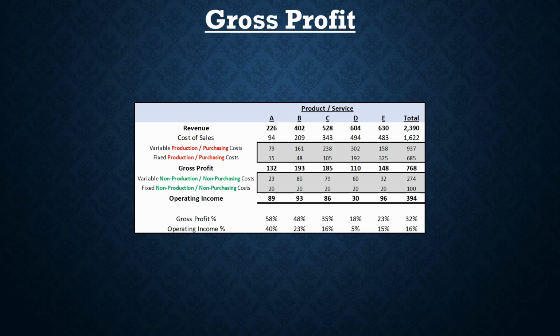We then subtract all non-production or non-purchasing costs. Again, these could be fixed costs or variable costs. And with that, we have calculated our operating income. We also note how we can divide the operating income by our revenue to calculate the operating income percentage.